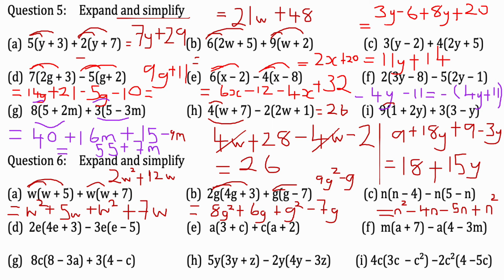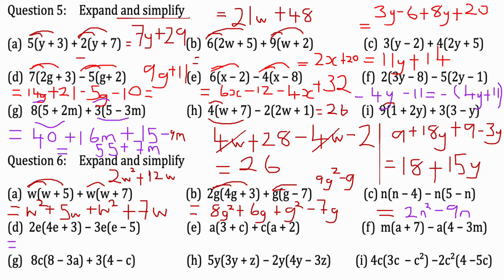Collecting our like terms, n squared plus n squared goes to 2n squared. So I get 2n squared, take away 9n, because negative 4n take away negative 5n goes to negative 9n.